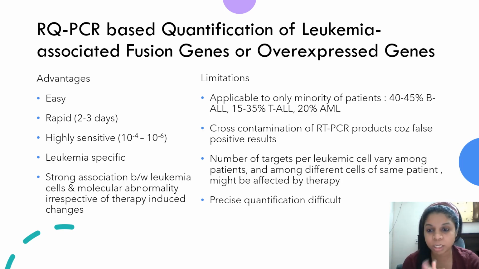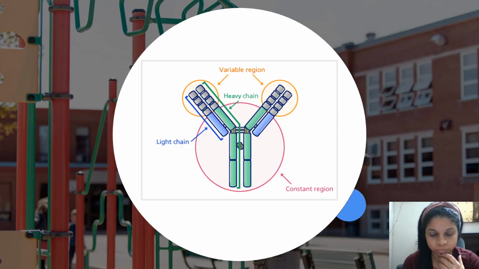And the transcripts also can be lost. Sometimes the transcripts might be shown in some leukemic cells, and in some leukemic cells it might not be there. Because of this difference in the transcript expression, the quantification is also a little difficult. Suppose one cell is showing 3 to 4 transcripts, you are thinking one transcript per leukemic cell, so the quantification is difficult because it is not precise. So this is a limitation of this technique.